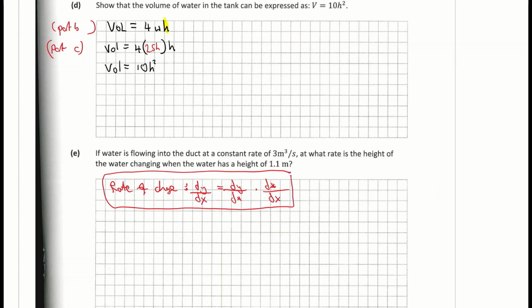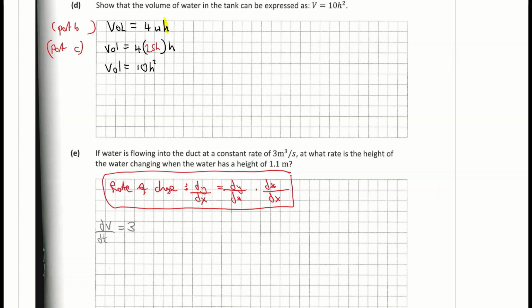I then come up to this question and see what we have. And what do we know? If the water is flowing into the duct at a constant rate of 3 meters cubed per second, that's basically the volume changing with respect to time. And that's giving me an answer of 3 meters cubed per second.